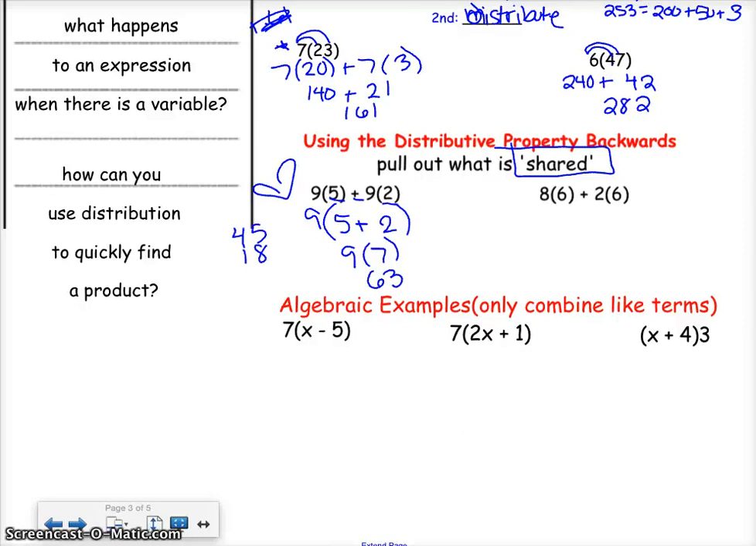This one, what number is shared? 6. So pull that 6 out. 6, and then write everything that's left inside. I have an 8, I have a plus, I have a 2. 6 times 10, 60.